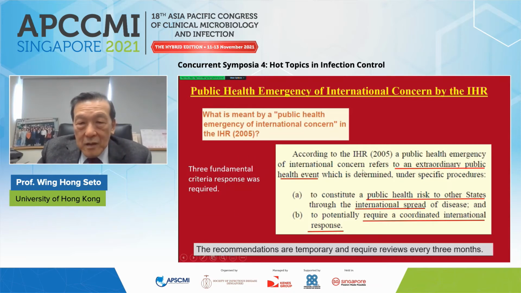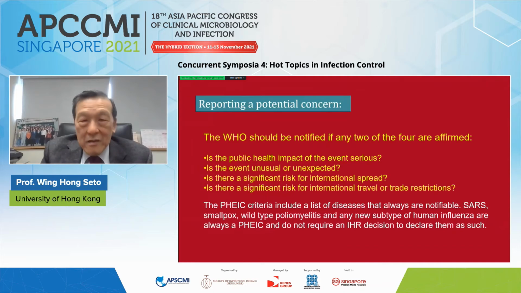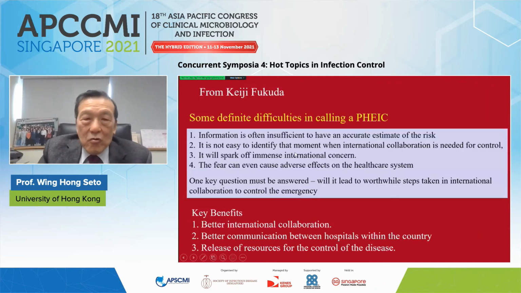Number 1, it is an extraordinary public health event and a risk to other states, and you need international coordination to handle it. Then we decide. And the WHO also should be notified. This is in fact in their law books. Now, I won't go through it in detail. If you feel that there's a public health impact, you should let WHO know about it.